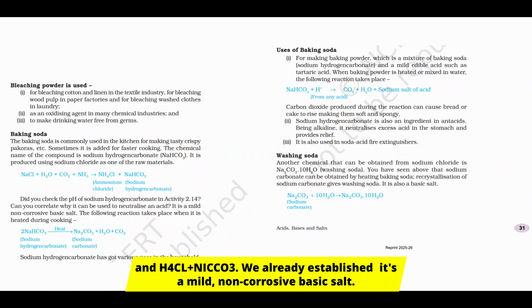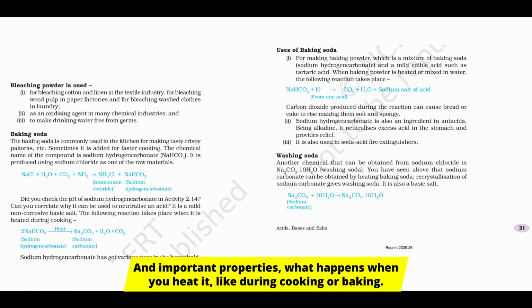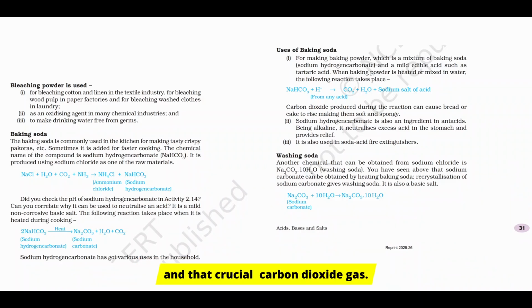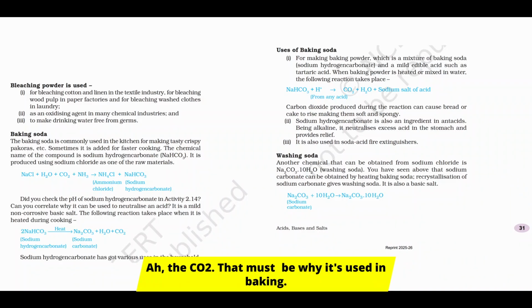We already established it's a mild, non-corrosive basic salt. An important property is what happens when you heat it, like during cooking or baking. 2 NaHCO3 → (heat) Na2CO3 + H2O + CO2. It decomposes to form sodium carbonate, water, and that crucial carbon dioxide gas. Ah, the CO2. That must be why it's used in baking. Exactly. Its uses are directly linked to its properties. Making baking powder.